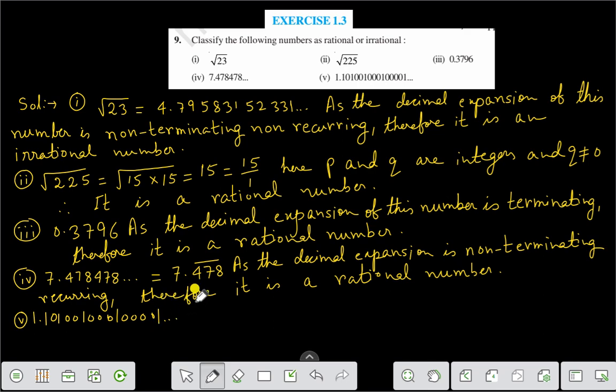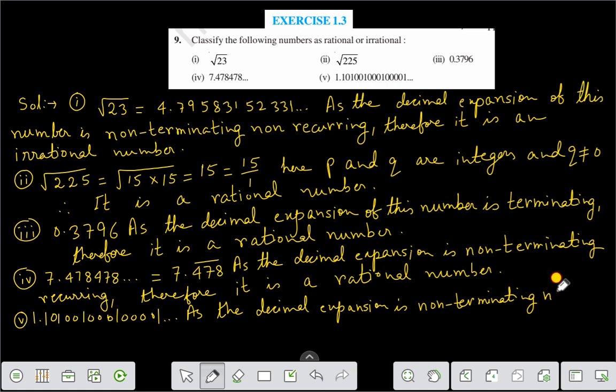The decimal expansion is non-terminating, non-recurring. Therefore, it is an irrational number.